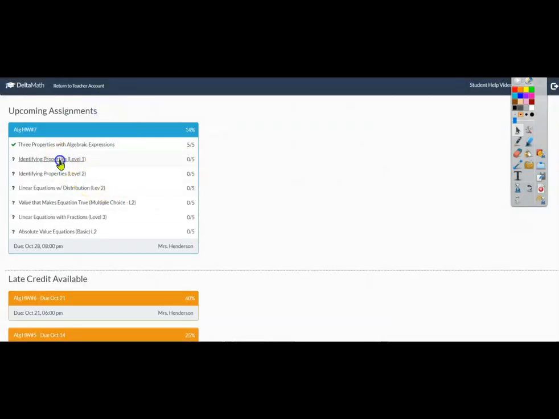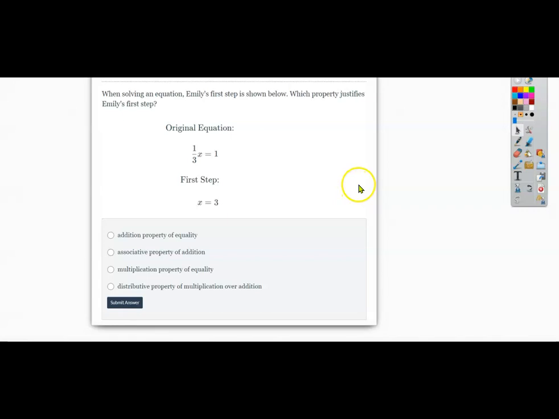Let's go back and take a look at identifying properties in a different way. When solving an equation, Emily's first step is shown below, and which property justifies the fact that she can turn this equation, 1/3 x equals 1, into x equals 3? So you have to think about the math that you're going to perform here, and the math that you're going to perform is to multiply both sides by 3, right? Multiply both sides by 3 results in 1x equals 3.